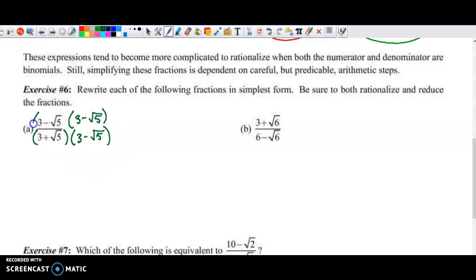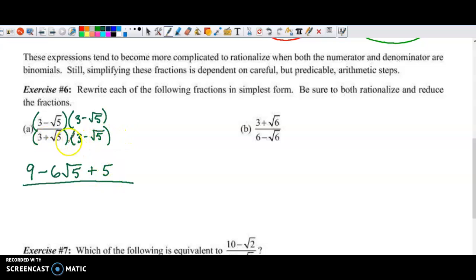So this time, what you have to do is make sure that you FOIL both top and bottom. Now on top, you end up with 3 times 3 is 9. You have a negative 3 root 5 with another negative 3 root 5. That's negative 6 root 5, and root 5 times negative root 5 is a positive 5.